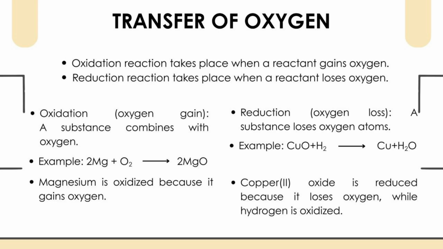Oxidation: a substance combines with oxygen. For example, 2 magnesium plus oxygen produces 2 magnesium oxide. Magnesium is oxidized because it gains oxygen. Reduction: a substance loses oxygen atoms. For example, copper oxide plus hydrogen produces copper plus water. Copper(II) oxide is reduced because it loses oxygen, while hydrogen is oxidized.